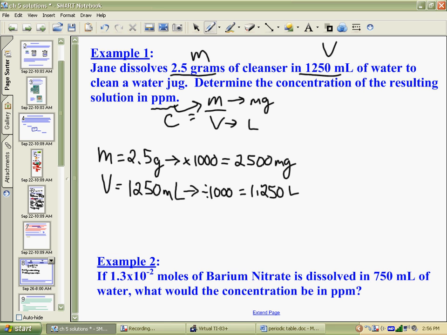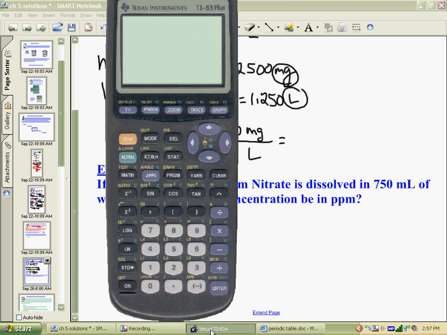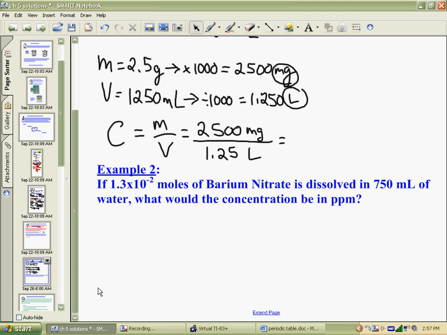With those units as milligrams and liters, we're ready to calculate the concentration in parts per million by making it M over V. We take 2,500 milligrams and divide that by 1.25 liters. When we divide 2,500 by 1.25, you get 2,000. That is our answer: 2,000 milligrams per liter, or 2,000 parts per million, ppm.